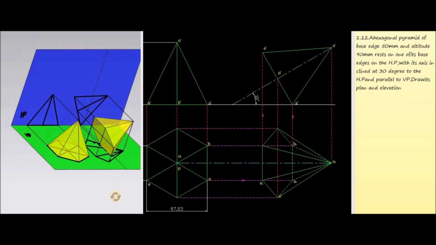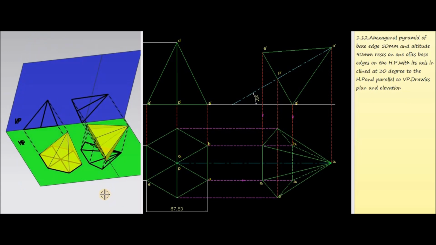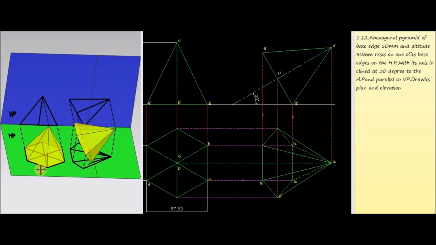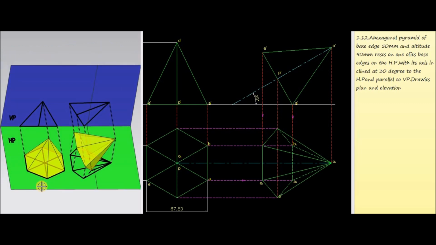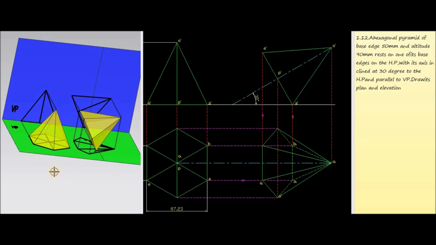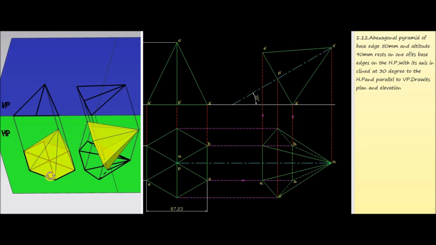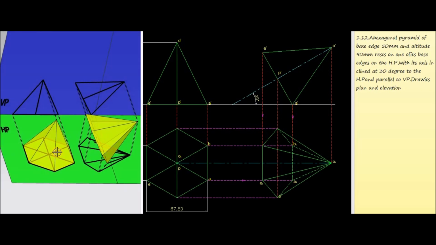Now consider the three-dimensional geometrical representation of the question. Here we are representing the vertical plane and horizontal plane, and let us assume the first position of the hexagonal pyramid like this. Now we can name the bottom corners of the hexagonal pyramid as A, B, C, D, E and F.